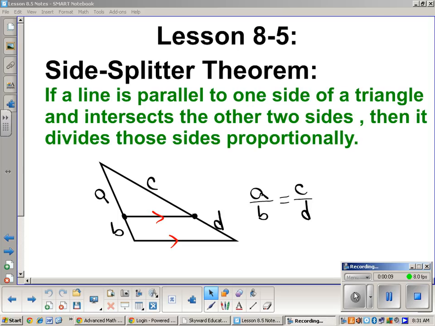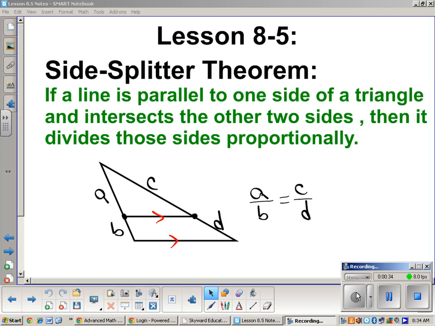I'll give you time to copy it down and we'll talk about it. It says, if a line is parallel to one side of a triangle and intersects the other two sides, then it divides those sides proportionally. Remember, a proportion is one ratio equal to another ratio.